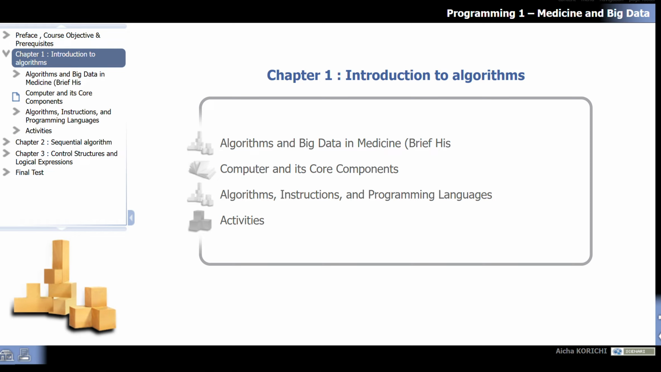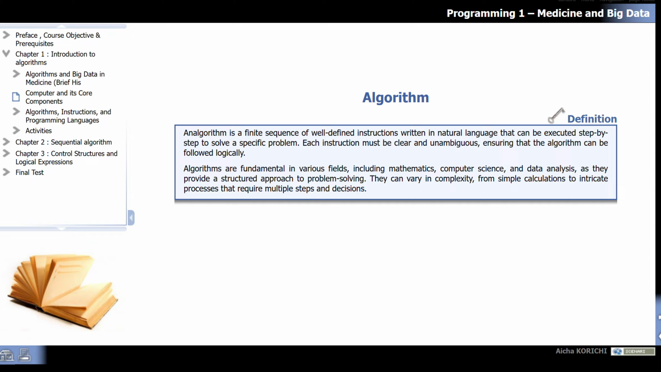So, today we are focusing on chapter 2, which is all about the sequential algorithm. This is one of the most fundamental concepts in programming and especially important when we begin applying logic to real-world problems in medicine and big data. But before we begin, let's remember what's an algorithm.